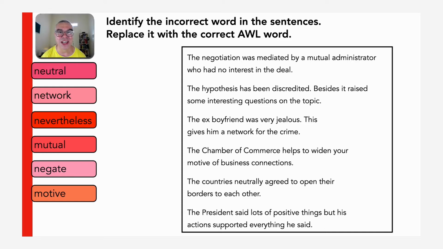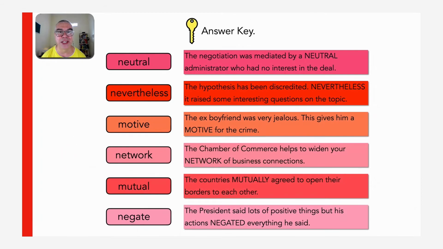These are the correct sentences now. And the first one should use neutral. The negotiation was mediated by a neutral administrator who had no interest in the deal. Nevertheless, the hypothesis has been discredited. Nevertheless, it raised some interesting questions on the topic. Motive. The ex-boyfriend was very jealous. This gives him a motive for the crime.